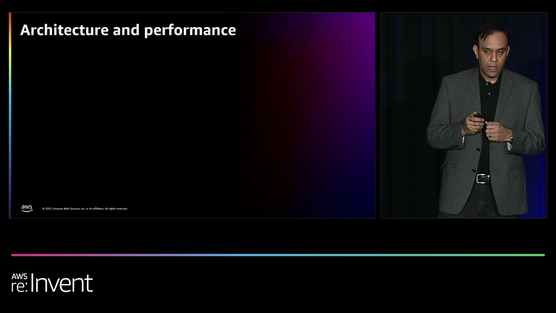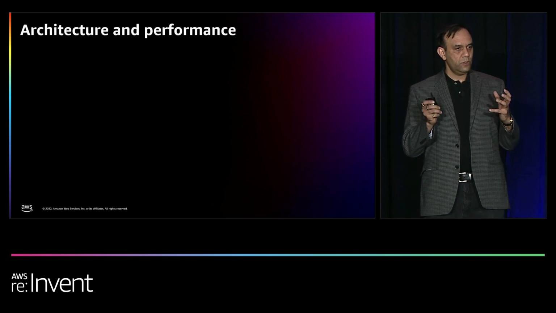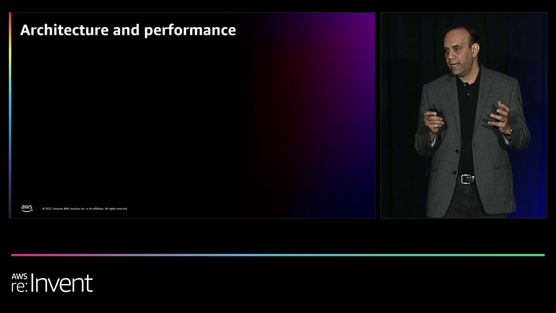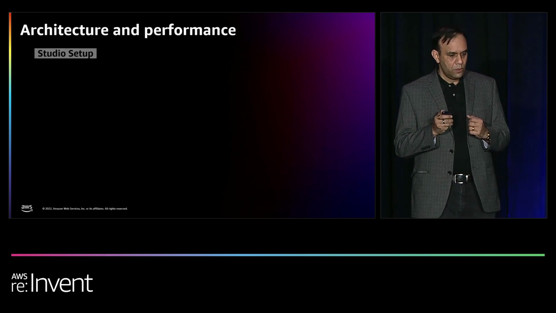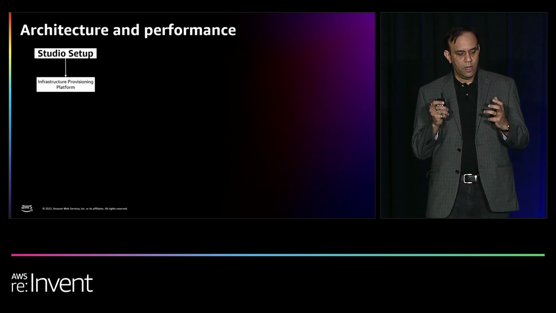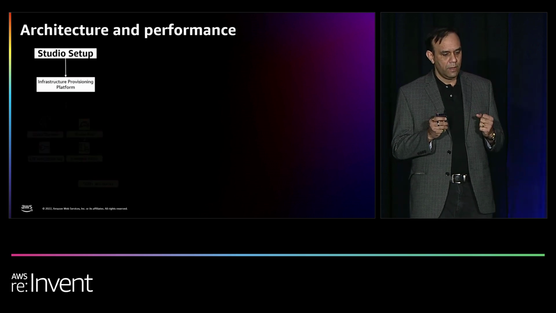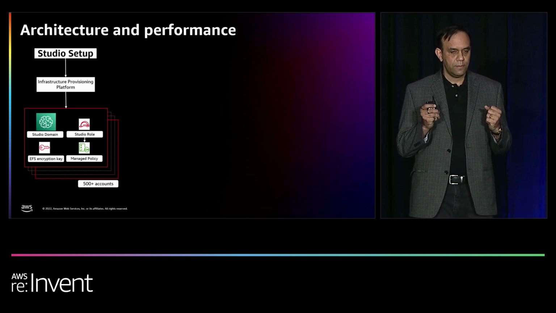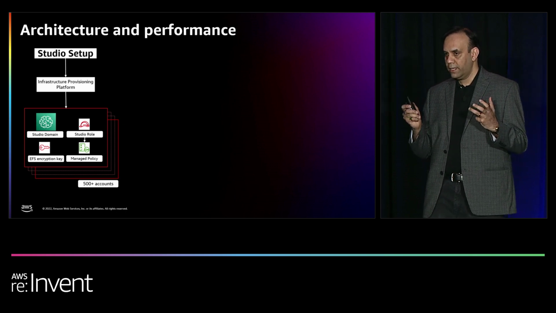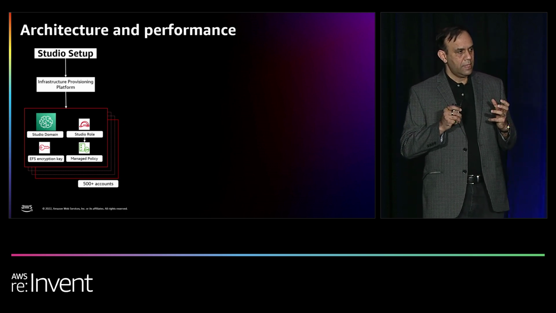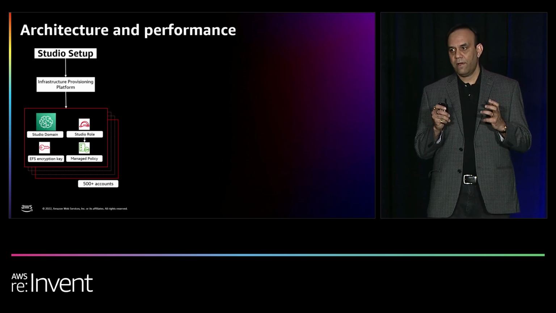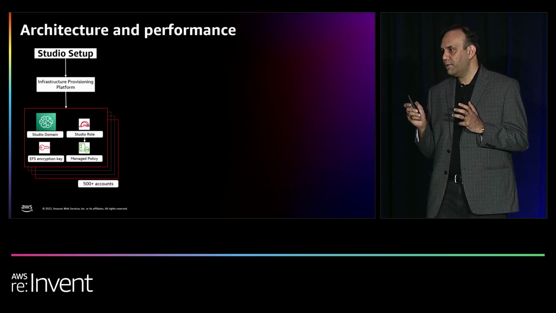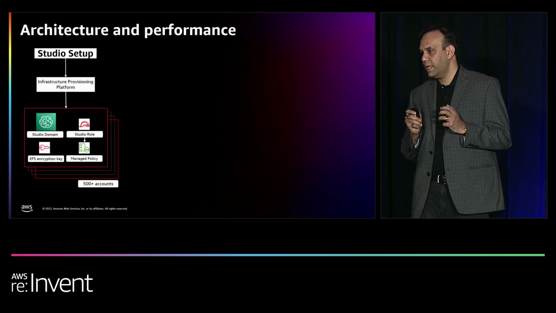Next, I'll deep dive into the architecture. To enable Studio, we need to set up a Studio domain, which is a collection of user profiles of the data scientists. To do the setup, we use an infrastructure provisioning platform that creates the domain and the resources associated with the domain, like the role, the encryption key, the managed policy, the lifecycle configuration. And all of this is provisioned in 500 plus accounts. Each account is for a team of data scientists. So there are 500 plus teams.